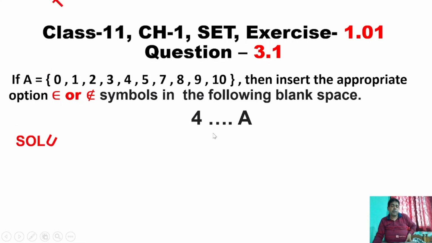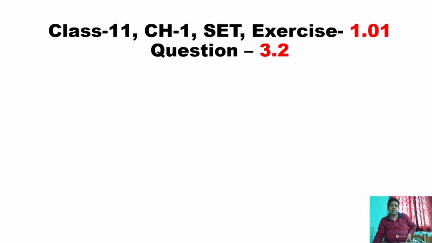You see, here 4 is clearly an element of the set A. So, since 4 is an element, we have to write 4 belongs to A. This is the simple notation of set theory, whether it is an element or not. If it is an element, we write belongs to. If it is not an element, you have to write does not belong to. Look at the next question.